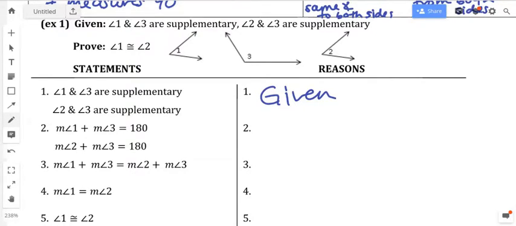Okay, step 2 says the measure of angle 1 plus the measure of angle 3 equals 180, measure of angle 2 plus the measure of angle 3 equals 180. So we want to ask ourselves, how do we know these angles add to 180? Well, look up above. We were just told that they were supplementary, and we know the definition of supplementary is angles whose measures add to 180. So the reason for number 2 would be the definition of supplementary angles.